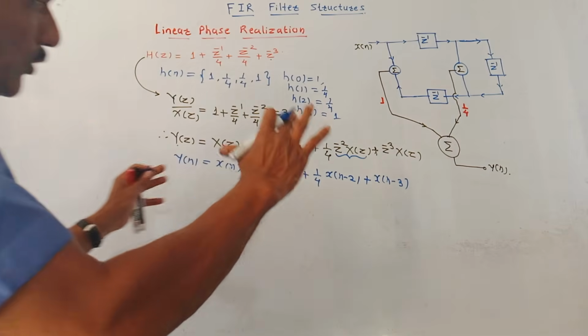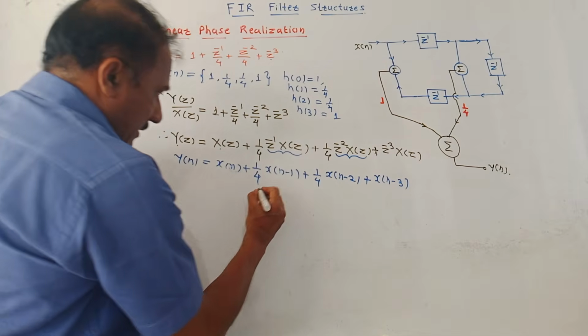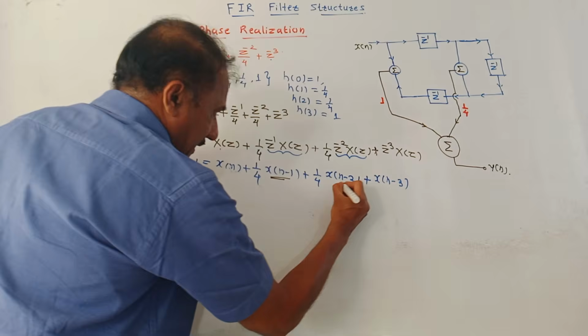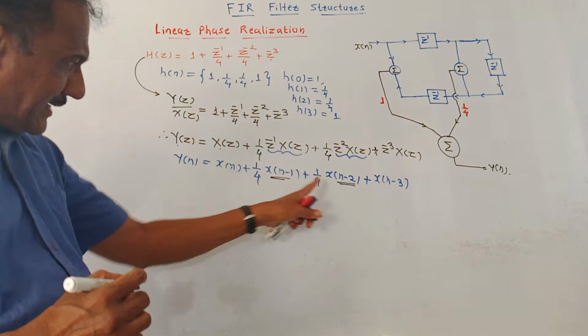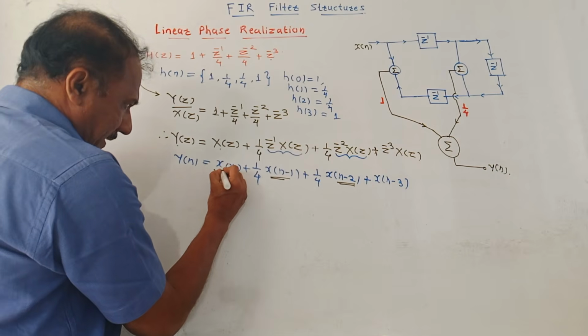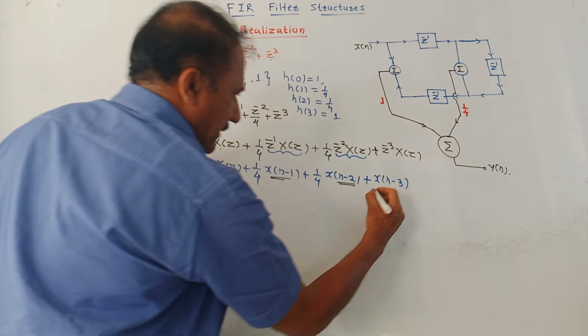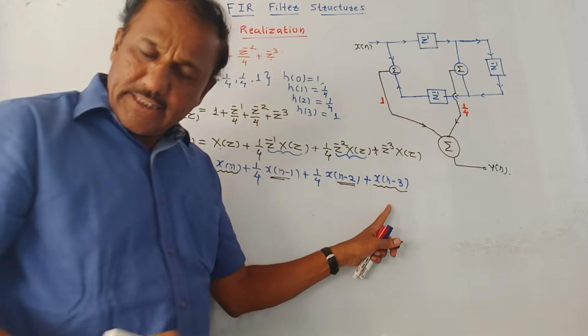Now we have to combine the terms. Observe this last equation. The terms x of n minus 1 and x of n minus 2 are getting multiplied with 1 by 4. In the same way, the first term is x of n. Actually, it is 1 into x of n. Similarly, the last term is x of n minus 3.